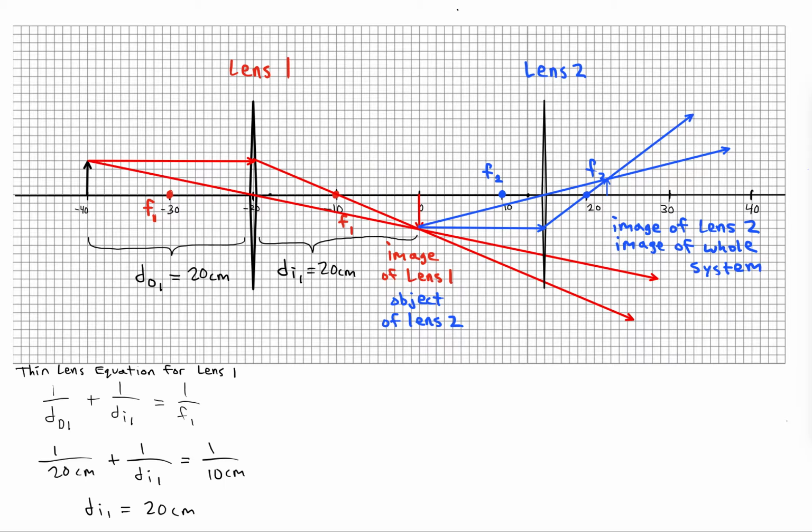Now we want to do a thin lens formula for lens 2, but we're not going to be able to do it until we know the distance that the image is from lens 2. Okay, the image that was formed by lens 1 becomes the object for lens 2. So we really need to know this distance here. It's called dO2.